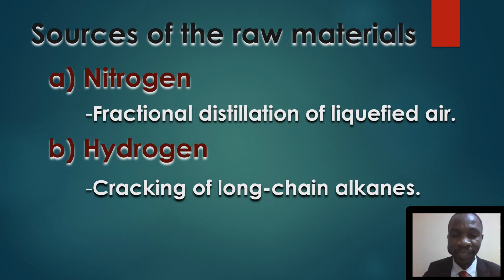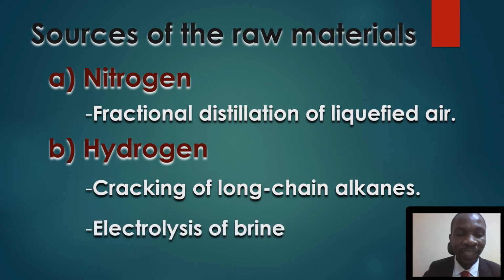In the process of cracking of long chain alkanes, we usually form three products. We have shorter molecules of alkanes, we also have alkenes, and hydrogen gas, which is formed as a byproduct. During cracking of long chain alkanes, hydrogen gas is formed as a byproduct, and this hydrogen gas we need in the Haber process. So that is a source of hydrogen gas: cracking of long chain alkanes.